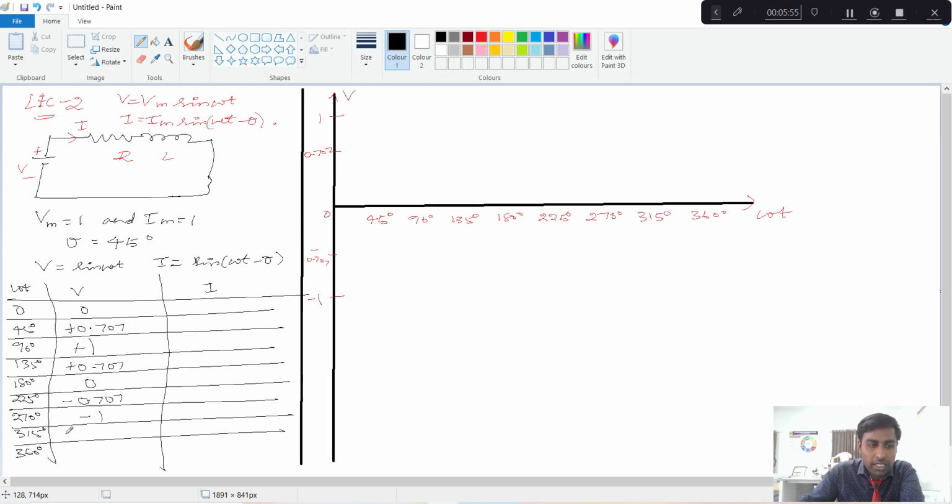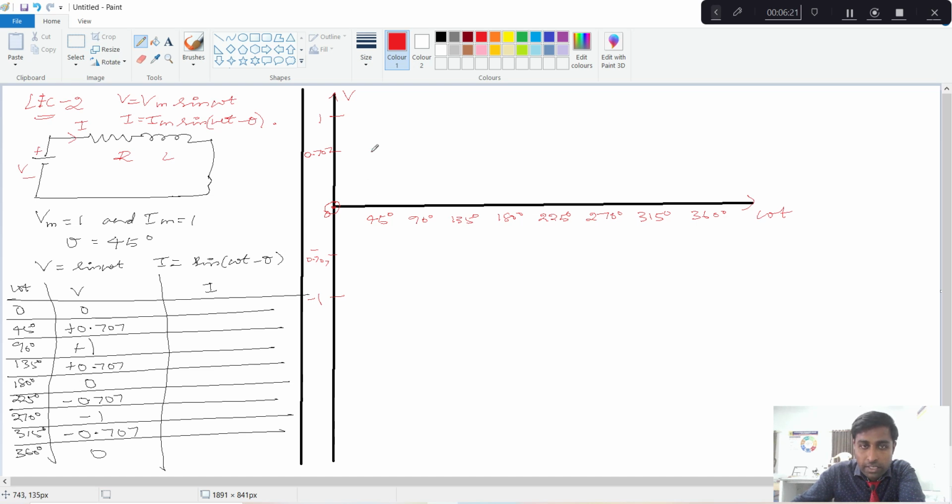Sine of 315 degree will also give you 0.707, and sine of 360 degree will give you 0. So now I'm going to plot all these values in the graph. So you see now, this is my 0. At omega t is equal to 0, my V value will be also 0. So I will mark it here. So next, for the 45 degree, omega t is equal to 45 degree, that will be plus 0.707.